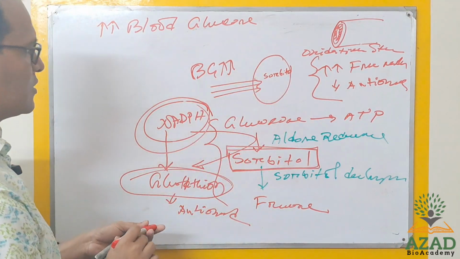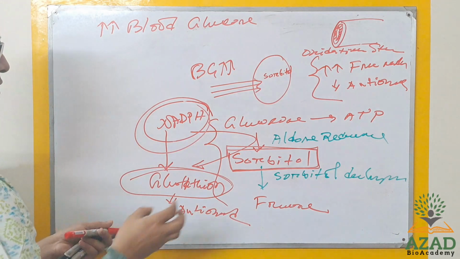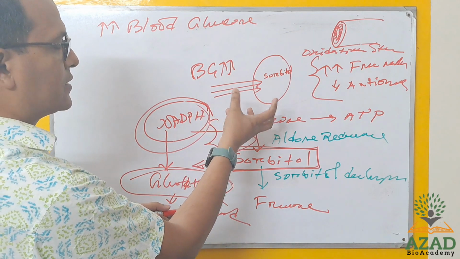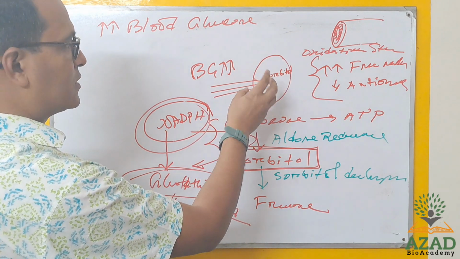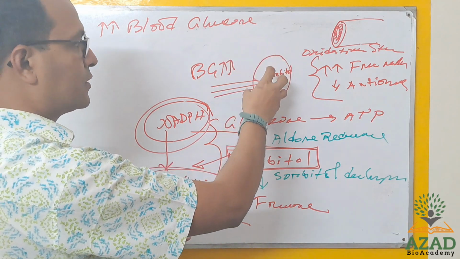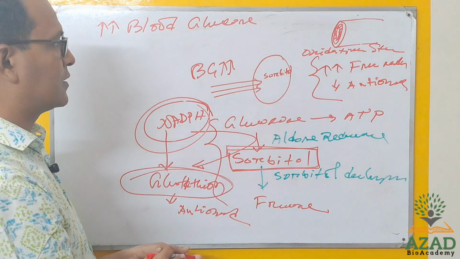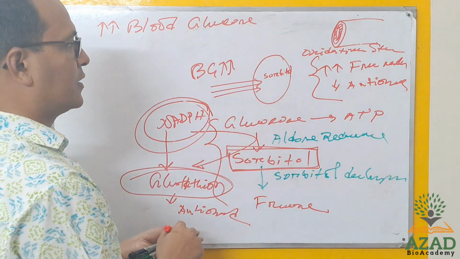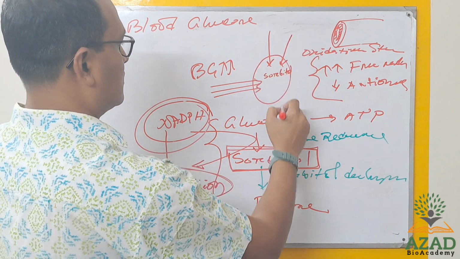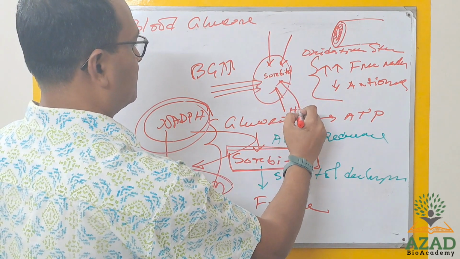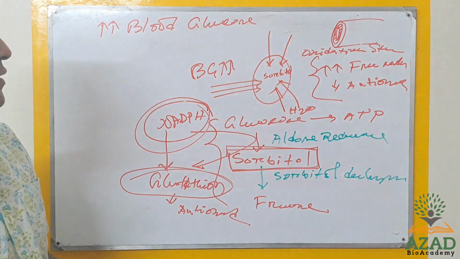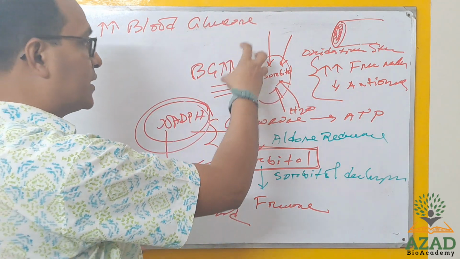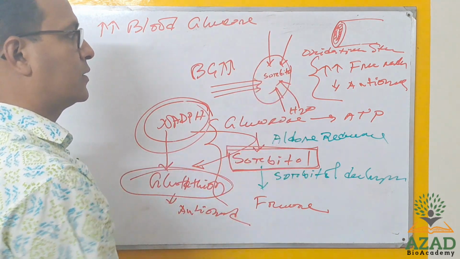And the sorbitol itself is a culprit, as I already said. Sorbitol will work as an osmolyte. That means it will increase the osmolarity within the cell. Okay, that means it will attract water from outside to inside. So water will enter here. Then what will happen? It will create some problem. The cell will swell up, and within the cell, the sorbitol will create some problem.